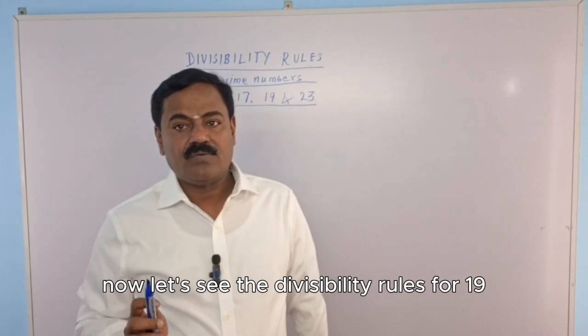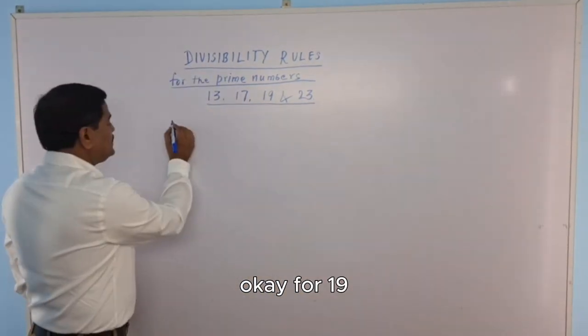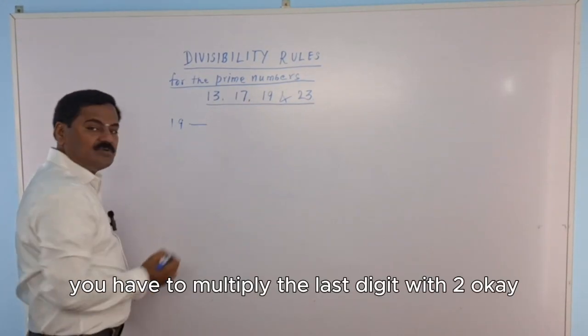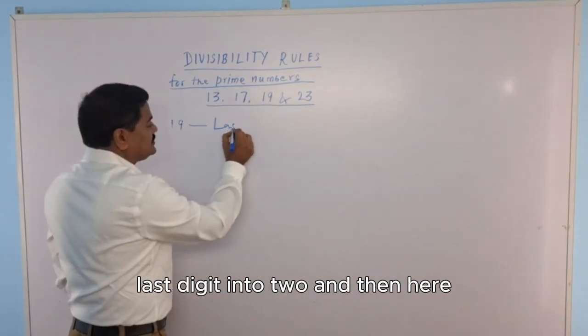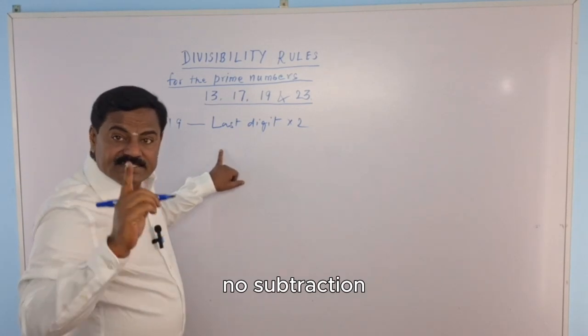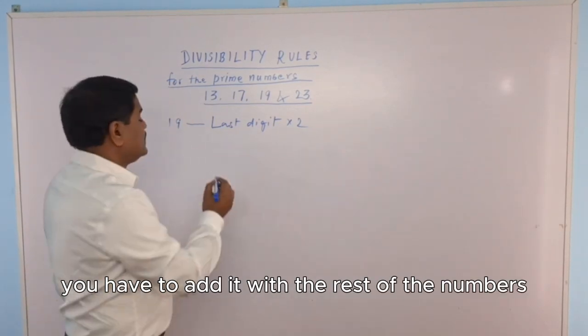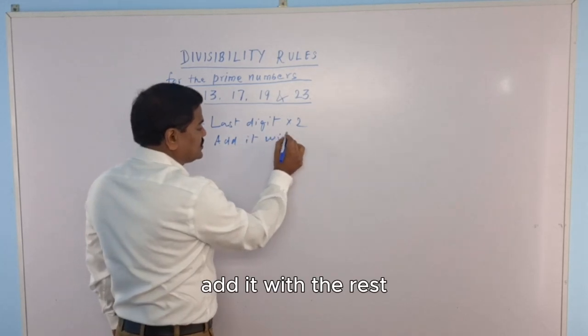Okay, now let's see the divisibility rules for 19. For 19, you have to multiply the last digit with 2. And then here no subtraction, you have to add it with the rest of the numbers. Don't forget it, add it with the rest.